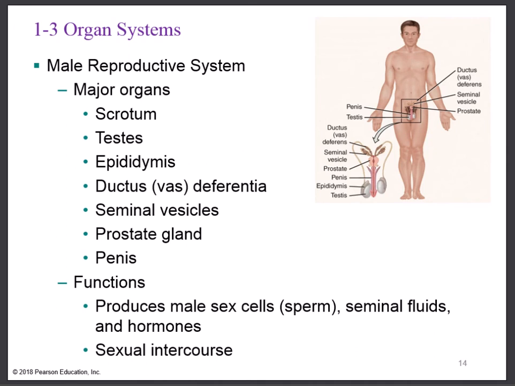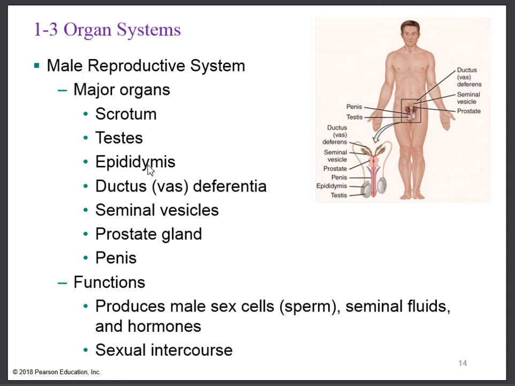The last two systems are the reproductive systems. In the male, this includes the scrotum, right? The scrotum, which houses the testicle or the testes. This is where sperm is going to be made. On top of the testes, there's this comma-shaped set of tubes called the epididymis. This is where sperm is going to mature, we're going to learn.